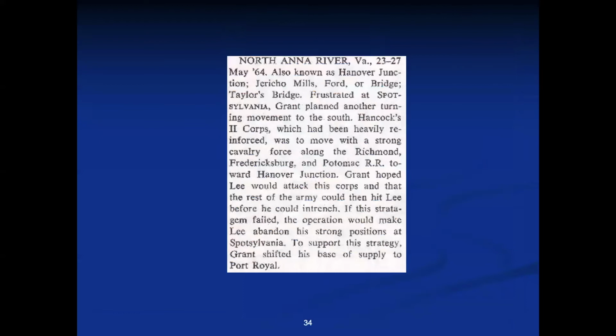So when you look at E.B. Long's book, The Civil War Day by Day, it says the North Anna River, 23-27 May 1864, also known as Hanover Junction, Jericho Mills, Ford's Bridge, Taylor's Bridge, and basically it talks a little bit about the battle. And you can pretty much, with maps and that kind of stuff, know exactly where old Sam got captured, by the railroad tracks is where it actually happened.